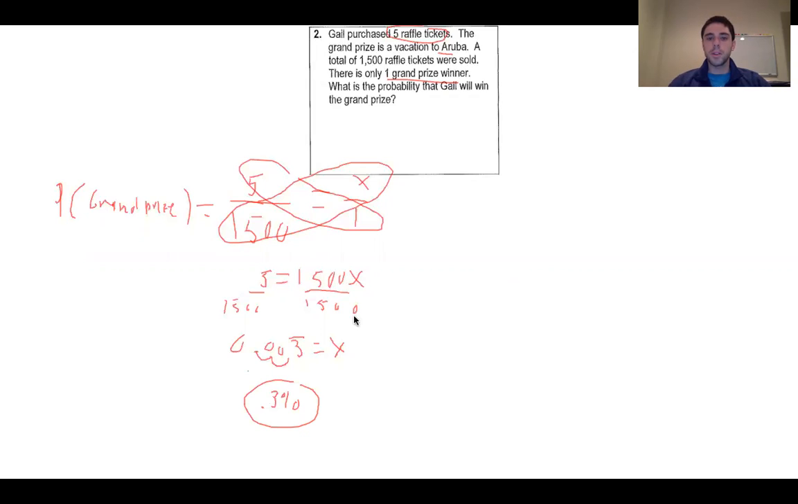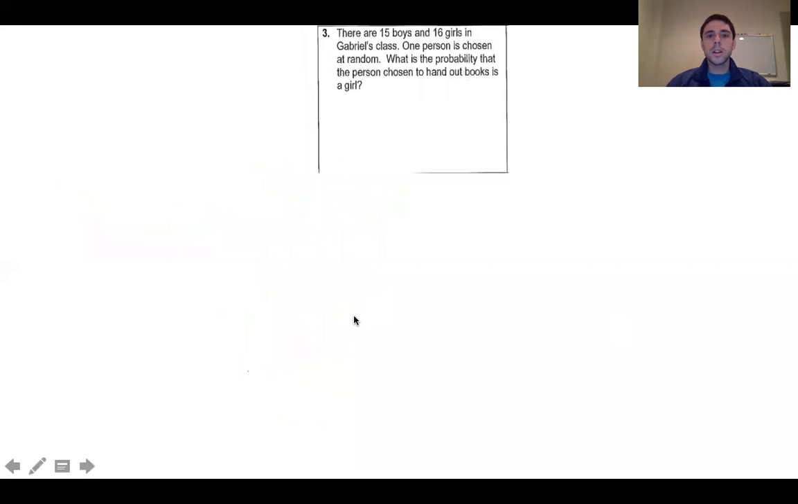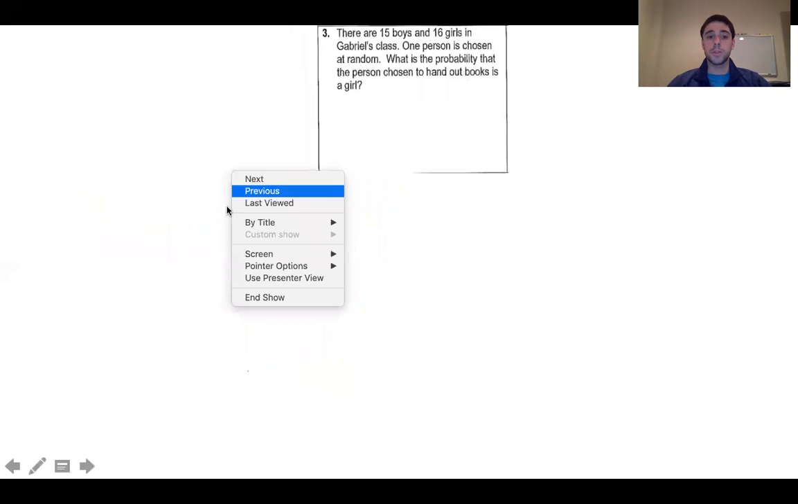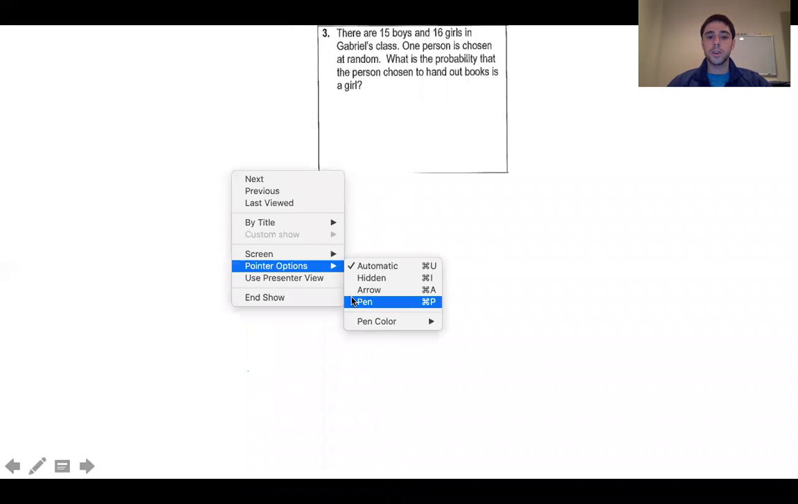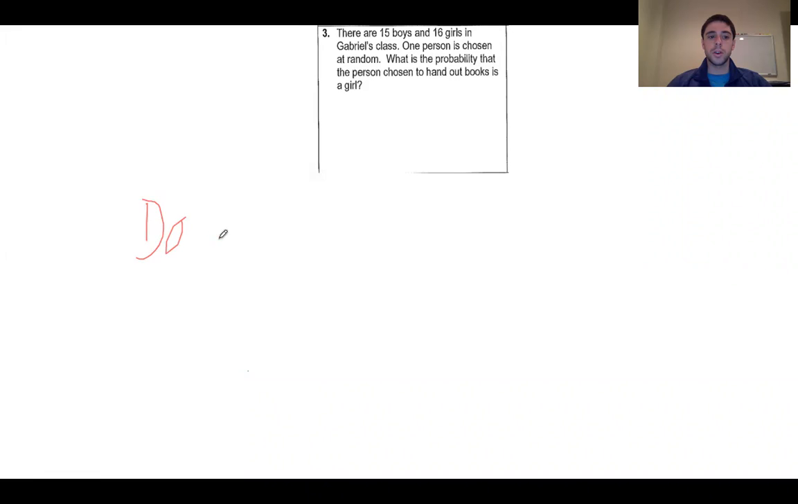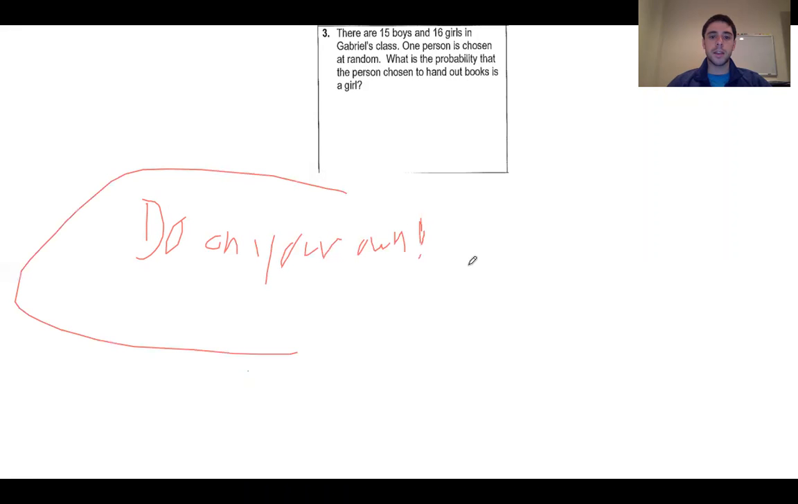Let's keep moving and grooving. We are going to skip, not skip, question number 3, but I want you to do question 3 on your own. I'll be looking at your answers in the packet and then on the Google form that you need to fill out. Do this one on your own, okay?